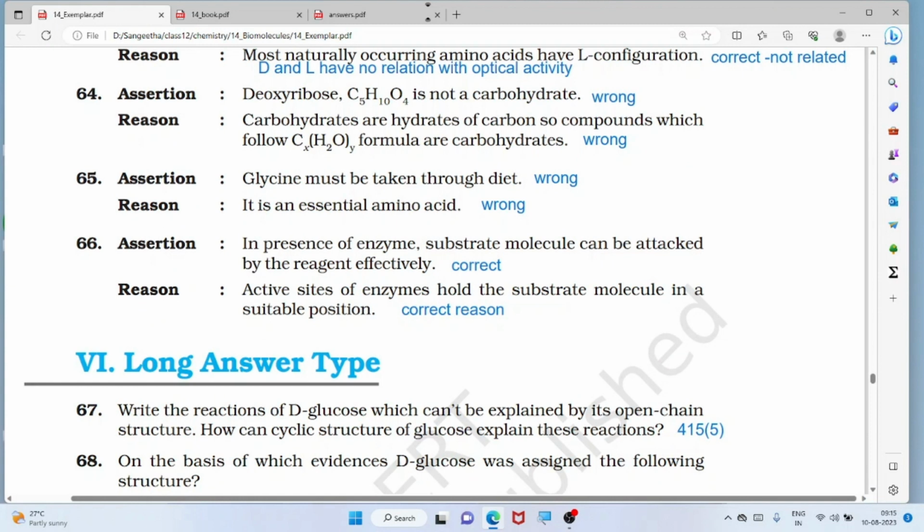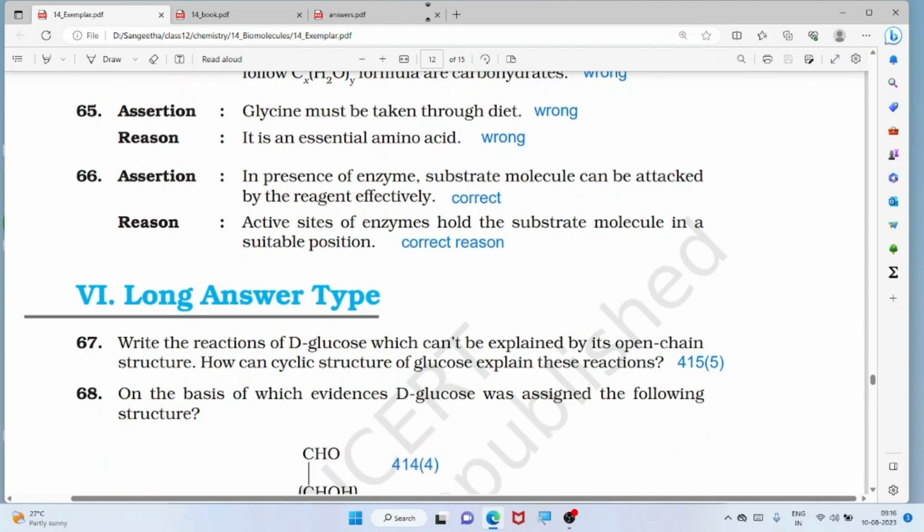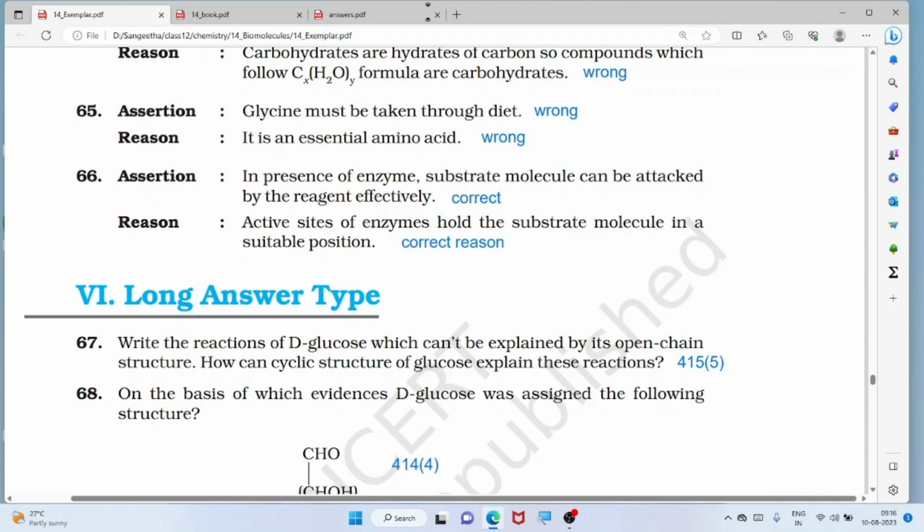Assertion, this is wrong. Carbohydrates or the carbon compounds, no, so this is wrong. Glycine must be taken through diet. That's wrong. It's a non-essential amino acid. No, essential amino acids are given in the table. The presence of the enzyme allows the substrate molecule to be attacked by the reagent effectively. This is correct. Active sites of the enzyme hold the substrate molecule.